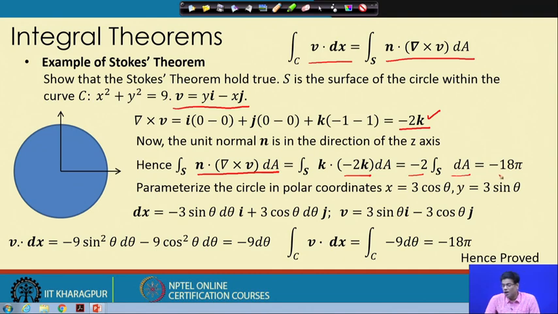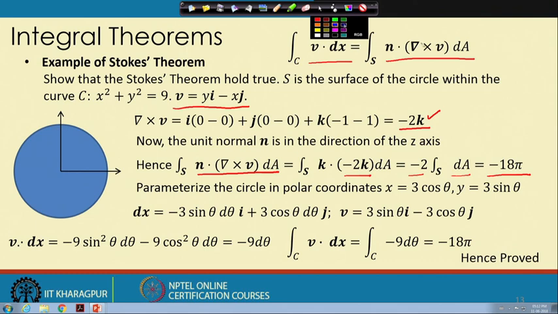Now, integral over the surface dA is essentially the area of the circle. So, area of the circle we know, which is pi r square, which is 9 pi. So, if you multiply, it is minus 18 pi. Now, so we have found out this portion of the quantity. Now, we need to find out this quantity.